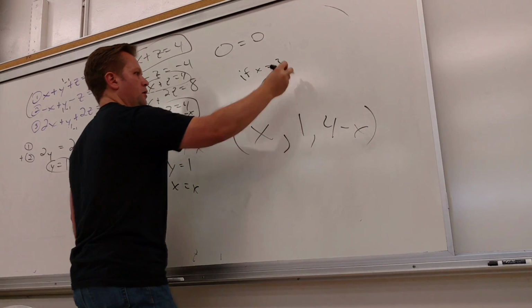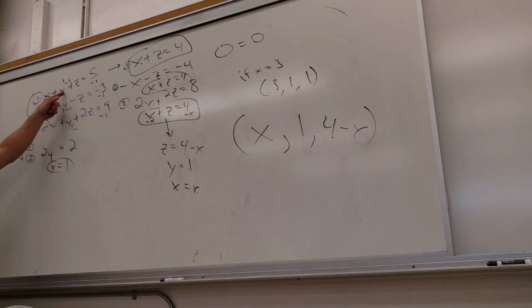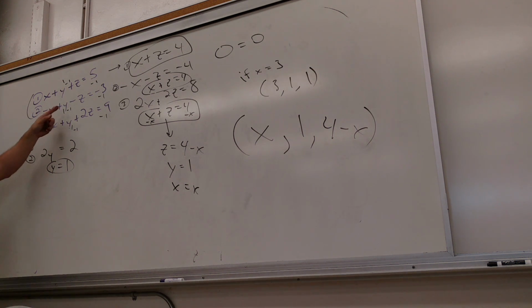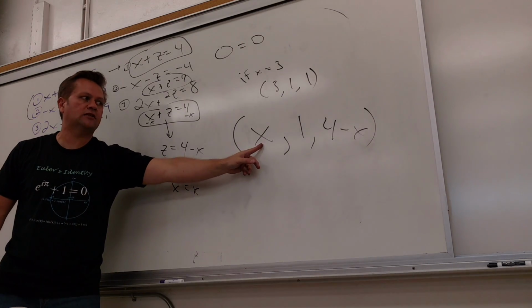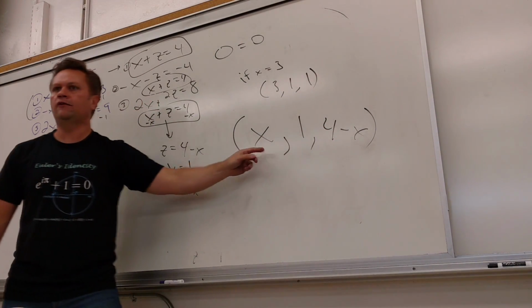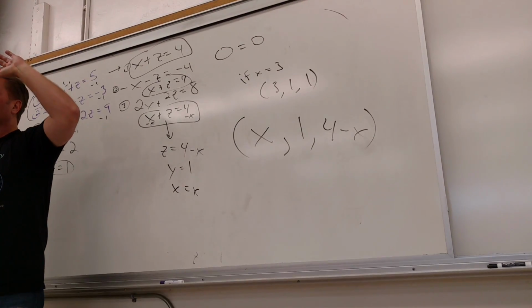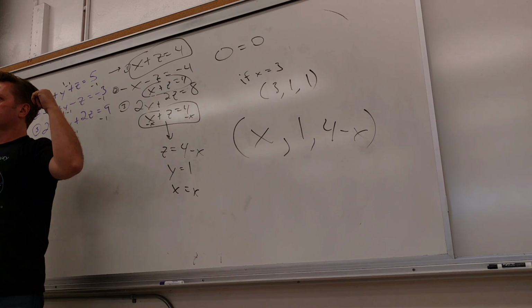So if you plug in x = 3, then 3 plus 1 is 4, right? Negative 3 plus 1 is negative 2, minus 1 is negative, and so forth. I mean, anything you build, so what, if x is 5, 5, 1, negative 1. If x is 112, 112, 1, negative 108. Any x you pick, you're going to get another point that works. So that's what it means.